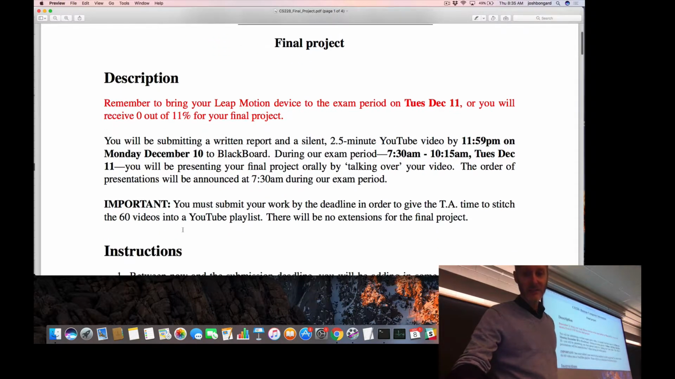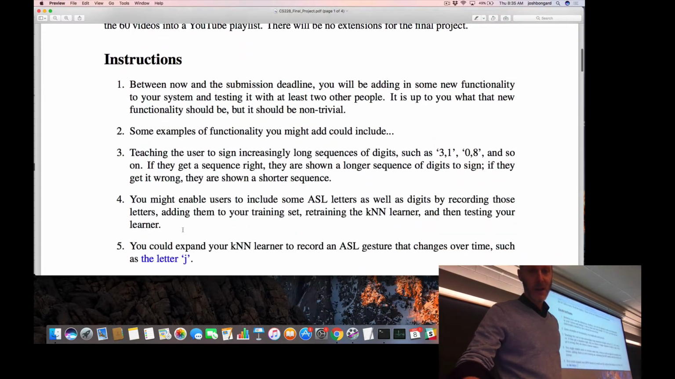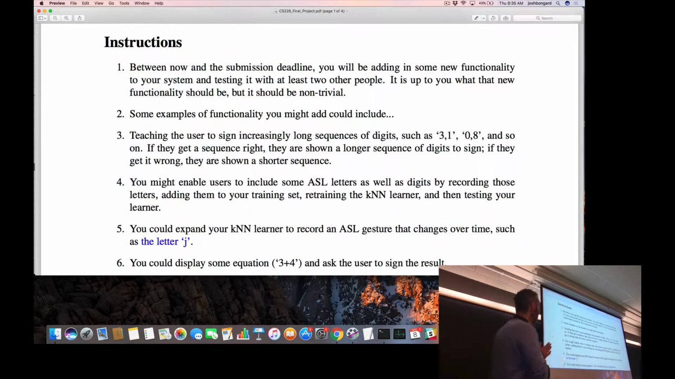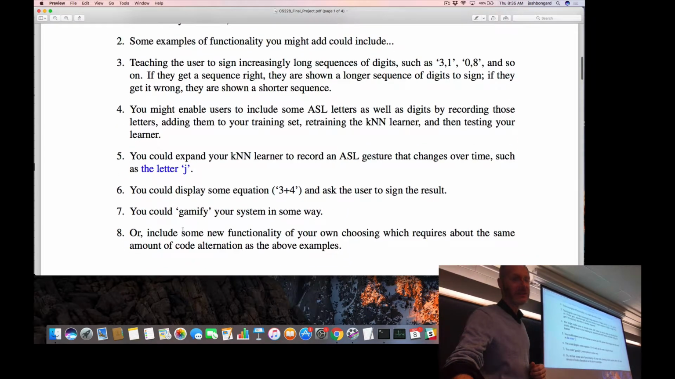Okay, let's dive down into the details. Between now and the submission deadline, what are you going to be doing? You're going to be adding some additional functionality to your system and doing some user testing to see how usable your system is. I put up here a couple of examples of additional functionality. You can pick one of these and do it, or you can come up with one of your own. They're all here to give you an estimate about the amount of functionality we're looking for.